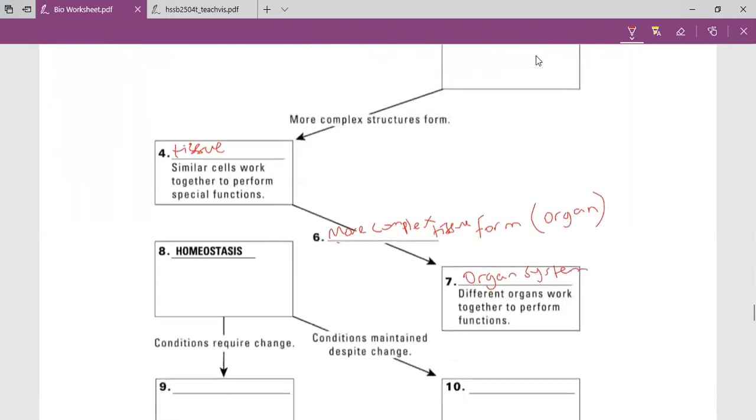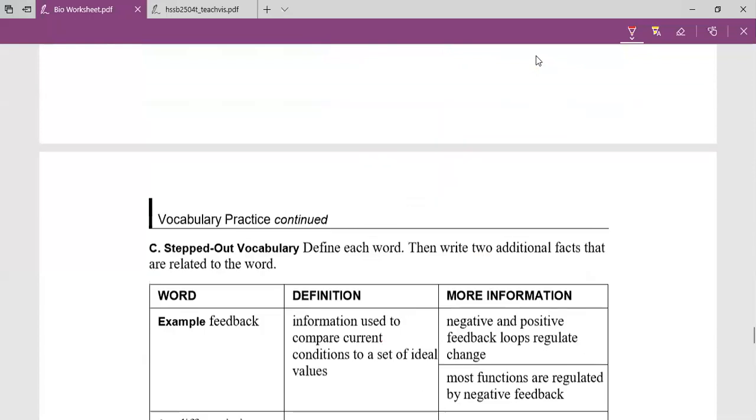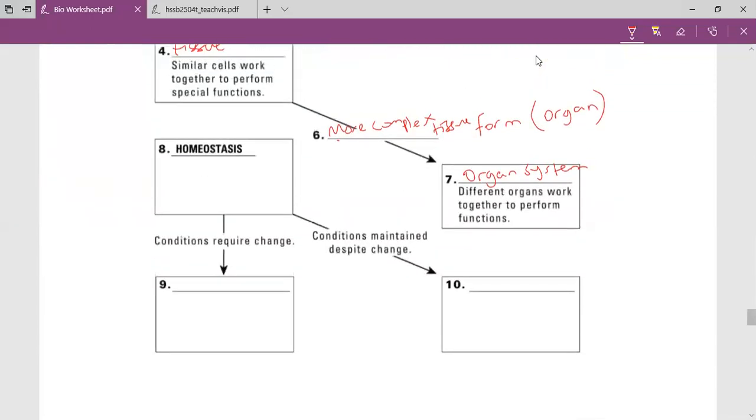What is 8? Maintaining internal condition, not temperature. You're making this mistake. Maintaining internal temperature is thermoregulation. Maintaining internal body condition.